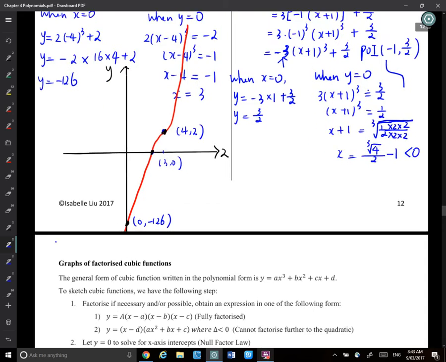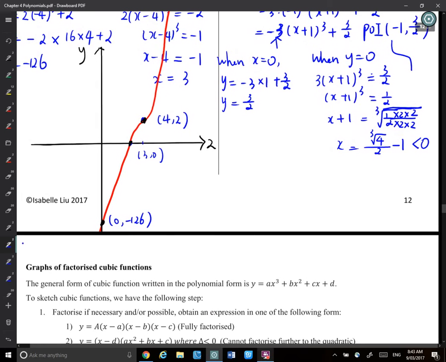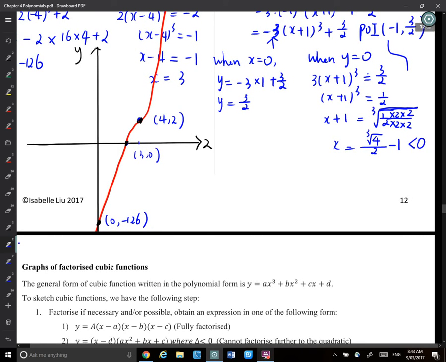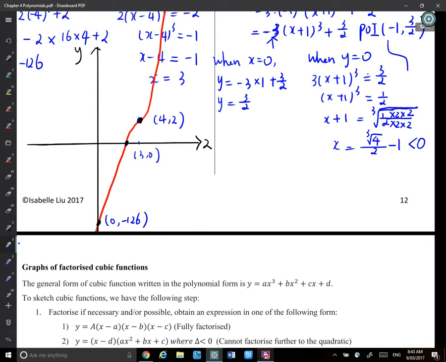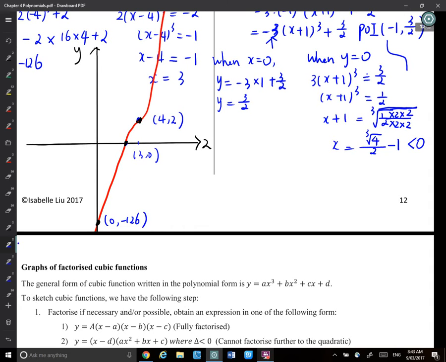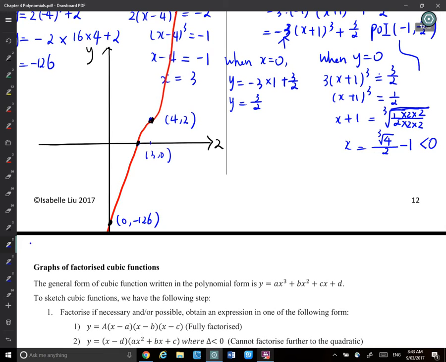Because what you have here is, okay, cube root of 4 is a number in between 1 and 2, and you divide that by 2, it's a number in between half and 1. And you subtract 1 from that, so you get a number less than 0. So you have a negative x-intercept, and a positive y-intercept.